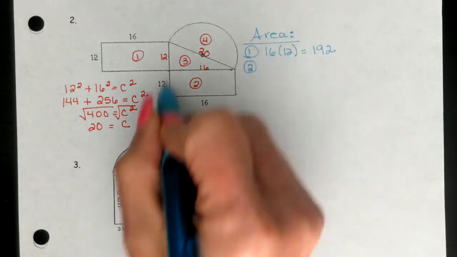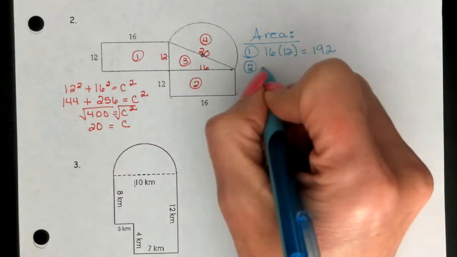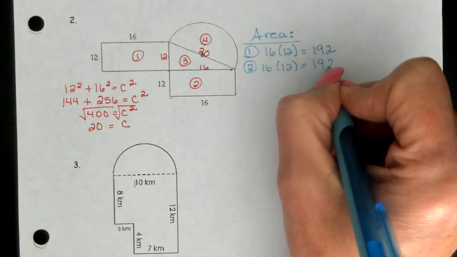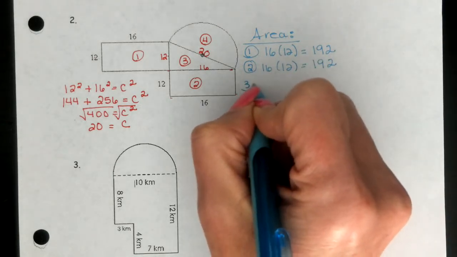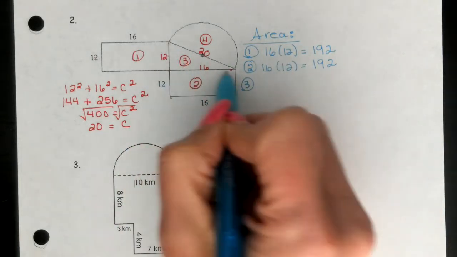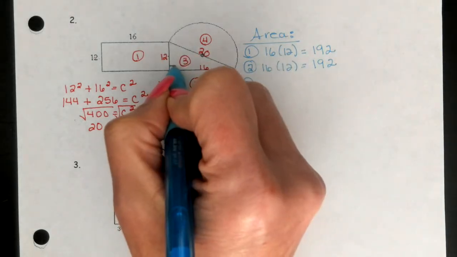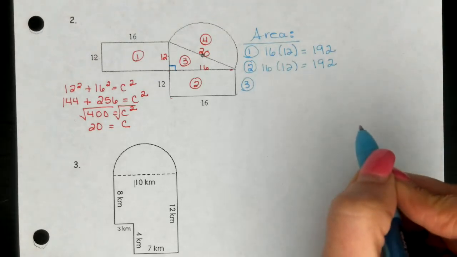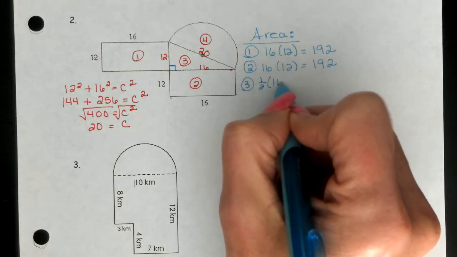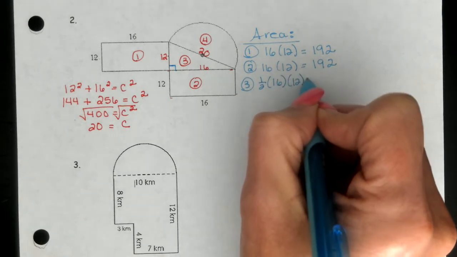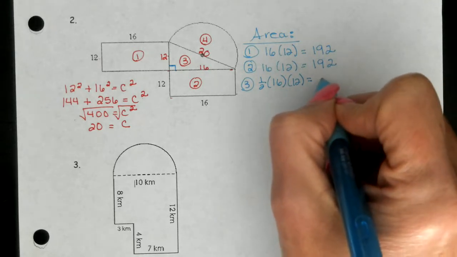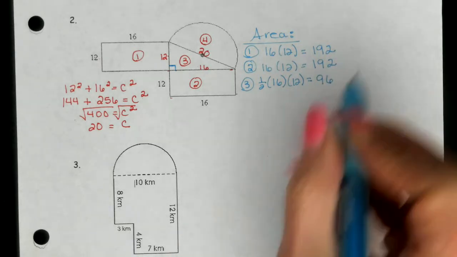My second is the same exact rectangle as the first. It's a 16 by 12, which is still 192. My third is this triangle. Remember, your triangle is 1/2 your base times your height. So you're looking for the 2 legs that make that right angle. So it's 1/2 of 16 times 12. So you're going to multiply 16 times 12, take half of that. That's going to give me 96.